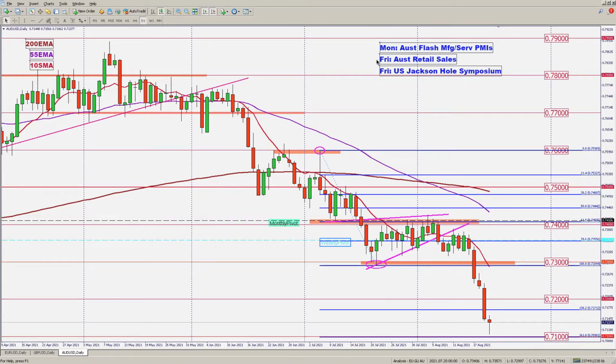So Monday is also flash PMI day, but Friday, in addition, there's also the retail sales for Australia, and also same exposure to the Jackson Hole Symposium and speech.